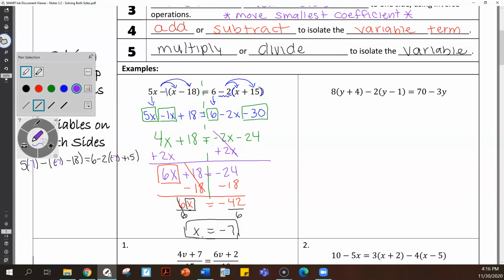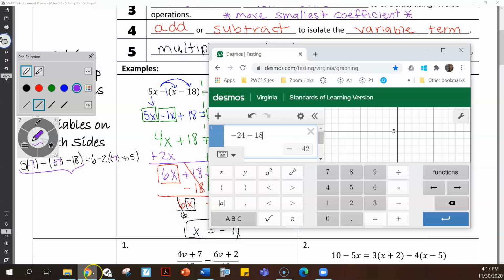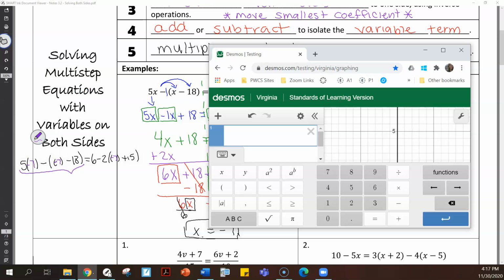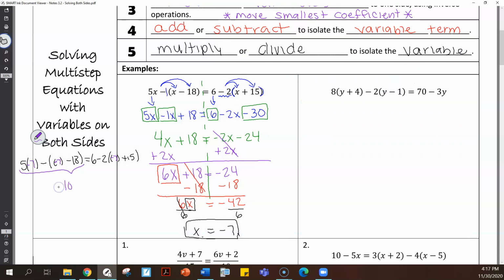Now that I've done that plugging in, I can check this with Desmos. And all I'm going to do is ask myself, do these two sides equal one another? Come on. No, we want to be purple today. That's fine. So on one side, I have all of this. So I'm going to type that into Desmos exactly how I see it. 5 parentheses negative 7, close it, minus parentheses again for my negative 7, minus 18, and close it. And on that side, all of this equals negative 10.